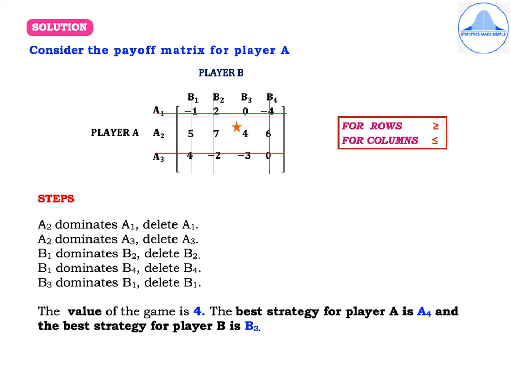Columns B2 and B4 are deleted. Now let us compare again B3 with B1. So 4 is less than 5, which means that B3 dominates B1. Delete B1. So delete column B1. Now we are left with only one payoff, which is 4, and that is the position of the saddle point. So it is highlighted by an orange star. Write the conclusion. The value of the game is 4. The best strategy for player A is A2 and the best strategy for player B is B3.